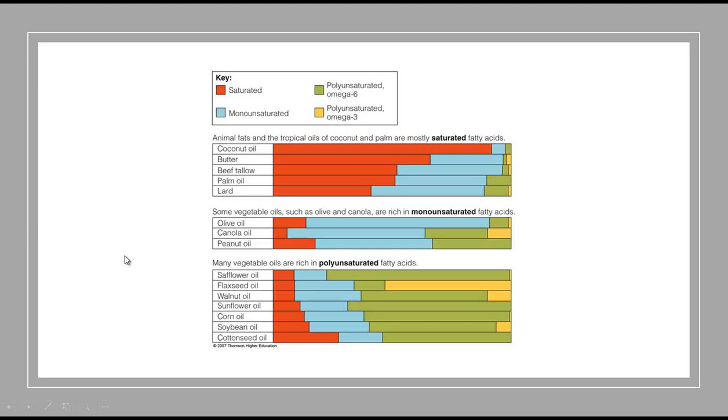For instance, the top table shows foods that contain mostly saturated, designated by red. The middle table has foods that are mostly monounsaturated fat, designated by blue. And the bottom table has mostly polyunsaturated fats, designated by green and yellow.